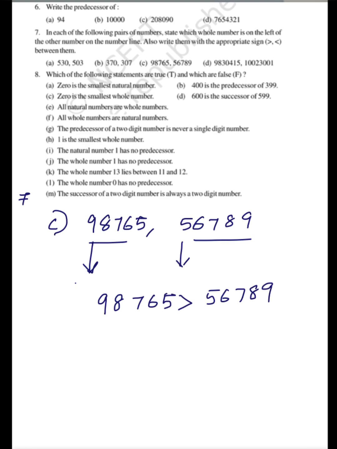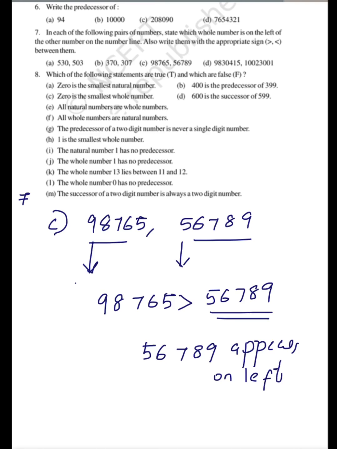Now, which number appears on the left of the other number? Here, the smaller number is this one. So, you can tell that 56,789 appears on the left of the number line. Understand? Always the smaller number among these will appear on the left. So, this is the answer for C.